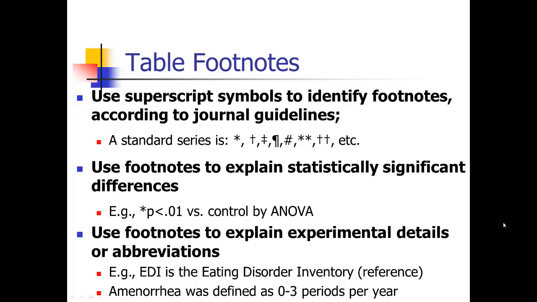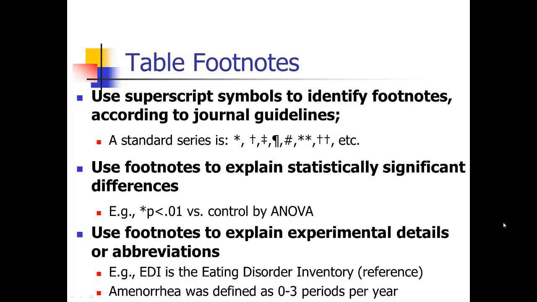You're going to use footnotes to do things like explain statistical significance. If you put little stars to indicate statistically significant differences, you've got to explain what groups those refer to, what test was used, what the actual p-values are if you want to be more specific than less than 0.05.